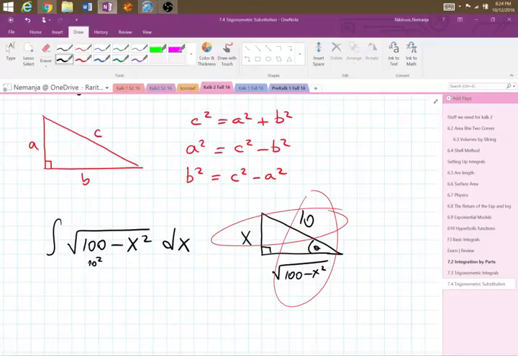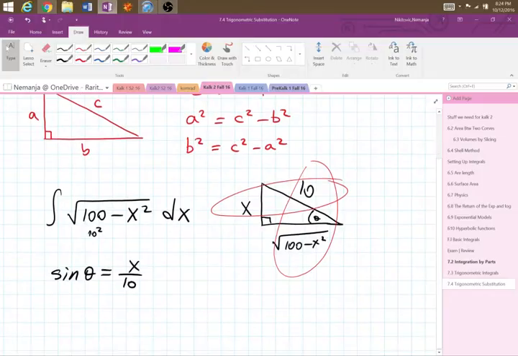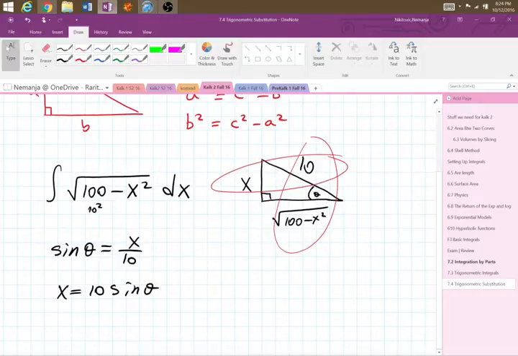So when you are looking at this, you see that you have x and 10, that's opposite over hypotenuse, which is very good. Sine theta is equal to x over 10. You can solve that as x equals 10 sine theta. And upon differentiation, dx equals 10 cosine theta d theta.